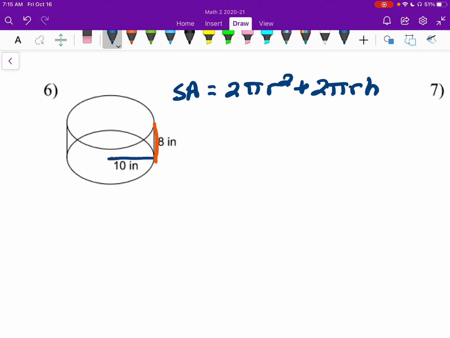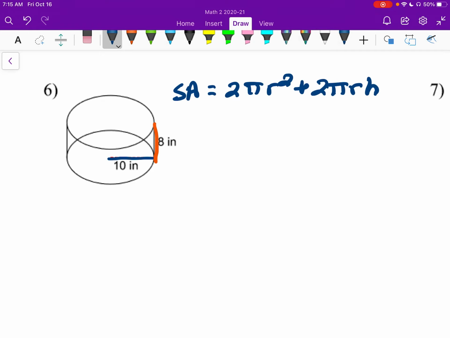Now sometimes on problems like this, it will tell you to leave in terms of pi. So I'm first going to leave it in terms of pi, which means that you treat your pi like it's a variable that you can't multiply out. So I'm going to leave my pi in my answer for the first part, and then I'll multiply it out and get my decimal answer.